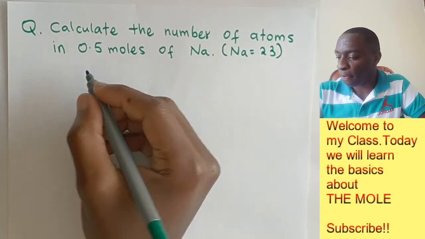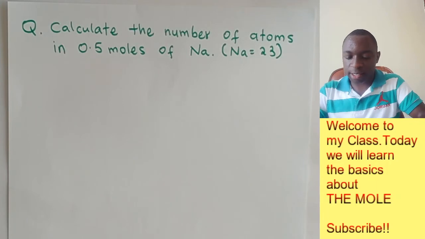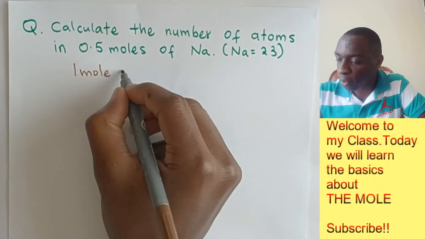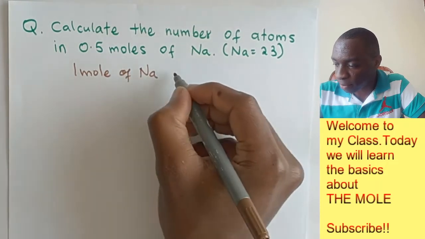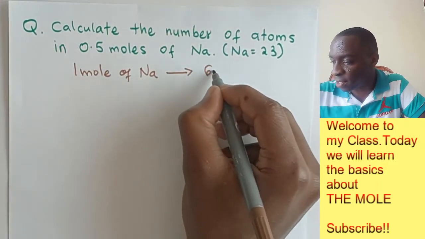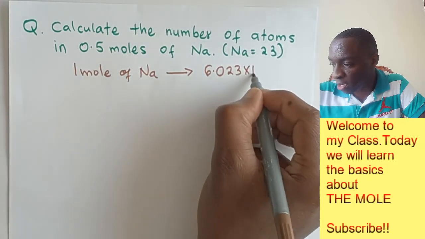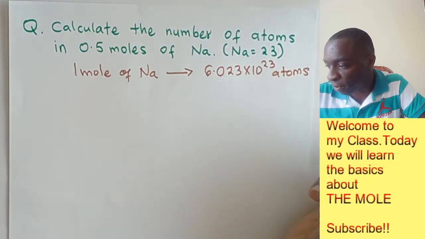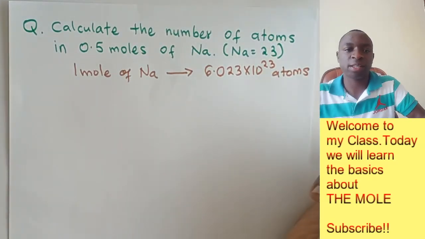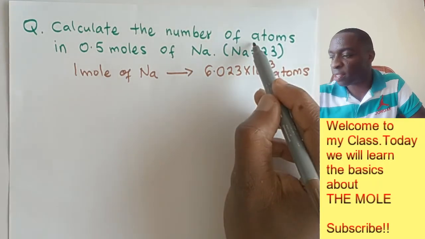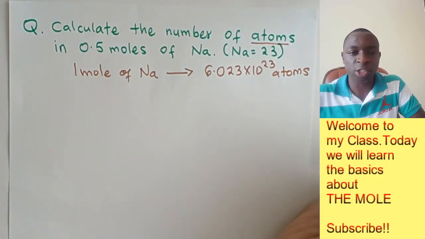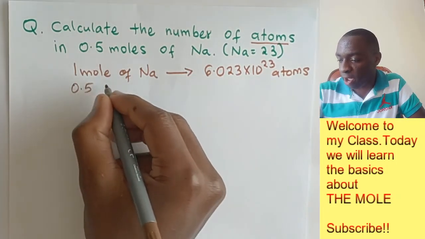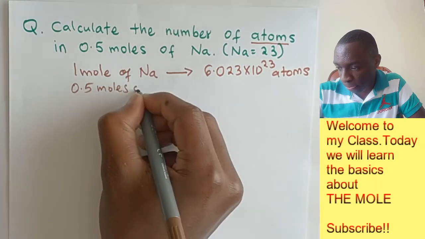So here you will start by saying that the statement we had is that 1 mole of sodium, of course, contains 6.023 times 10 to the power 23 atoms. You remember those particles can be atoms, they can be molecules. But now here, since the question is dealing with atoms, we shall relate with the atoms. So how about 0.5 moles of sodium?